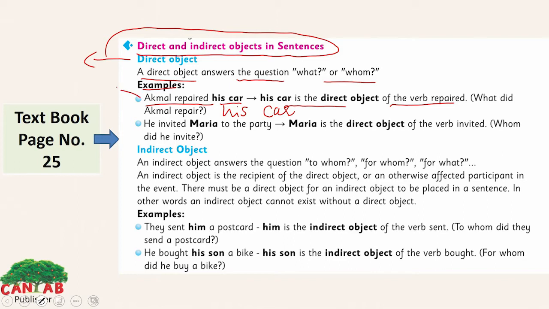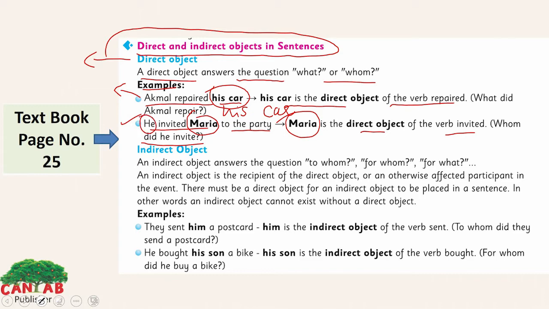Here Akmal is the subject, and the direct object, on which the action is done, is his car. Now look at the second one. He invited Maria to the party. Maria is the direct object of the verb invited. Whom did he invite? Maria.